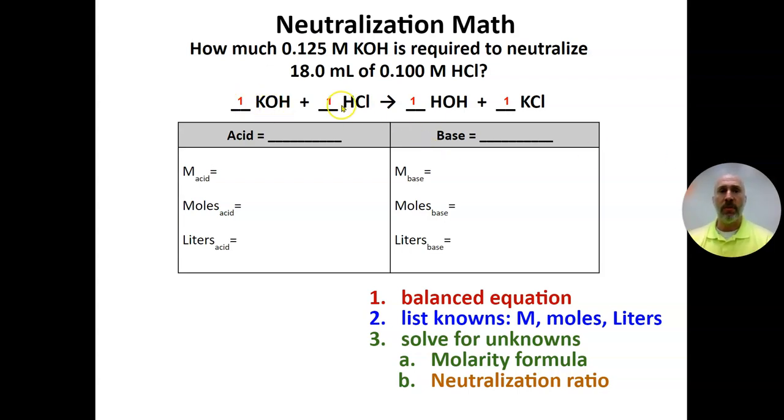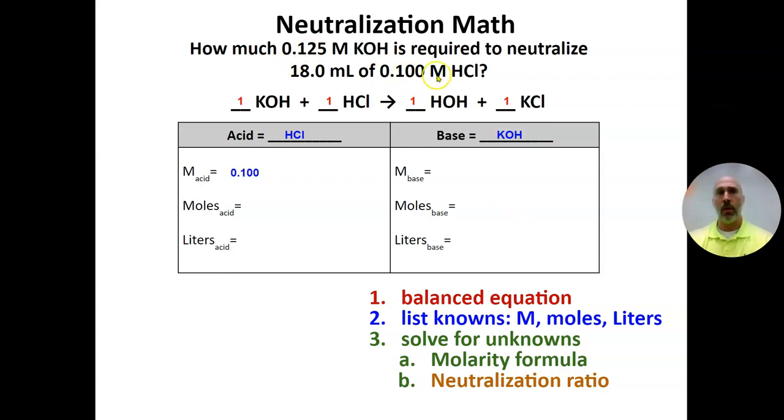So 1 mole of base, 1 mole of acid. And then we got to list out our variables, and then we can just do a little bit of math to solve this out, okay? So that's our acid, that's our base. And again, it's a good idea just to stay organized as you go through this. Now let's start to look at our variables.